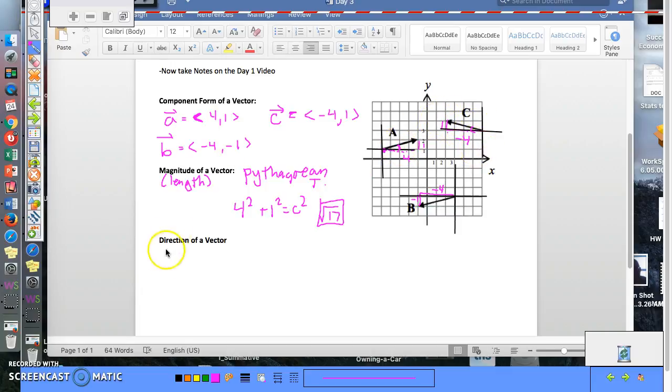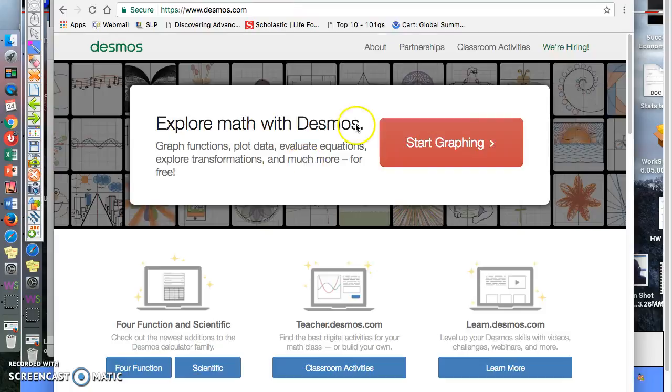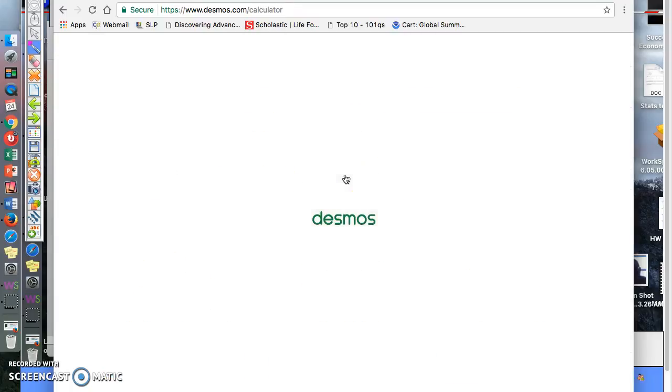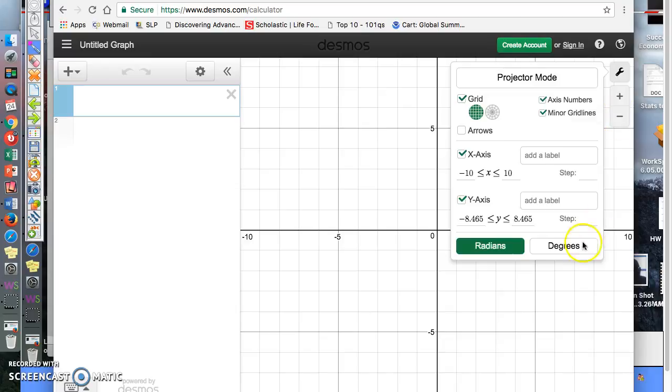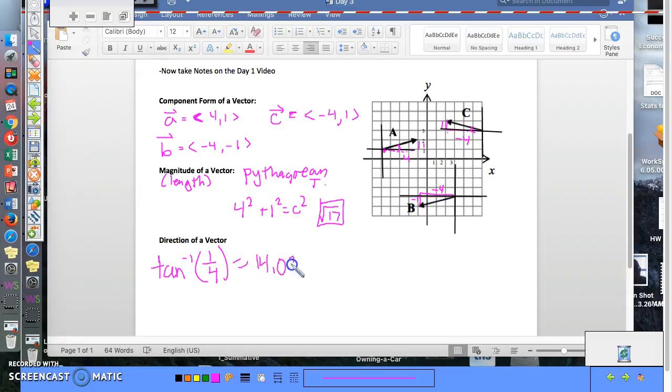opposite over adjacent is the tangent. So we could do the inverse tangent of 1 over 4. And if we go back to good old Desmos here, we need to make sure we change it into degrees. And tan inverse 1 over 4, it tells us it's 14.03 degrees. So if I was to call this A, I would say vector A, direction, would be 14 degrees.